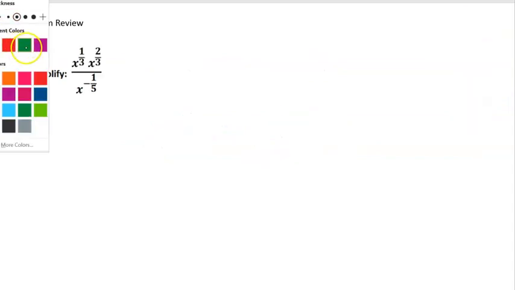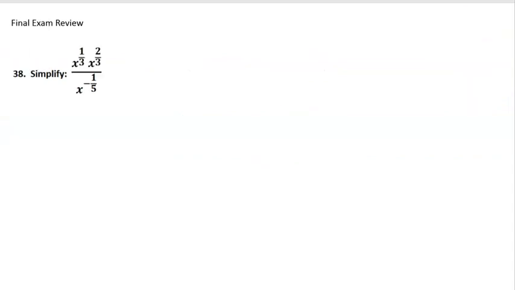All right, here's a fun one. Okay, so we've got x to the 1/3, x to the 2/3, over x to the negative 1/5. We're supposed to simplify this. Now, you can't do this, but don't let the fractions intimidate you. You can't do this unless you know those properties of exponents.